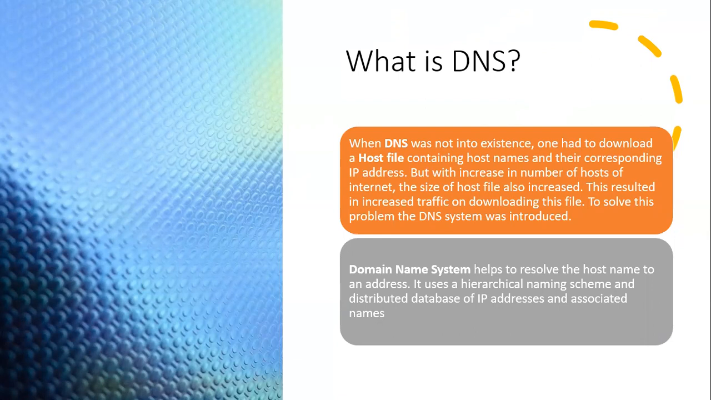The domain name system helps you resolve a host name to an address. It also uses a hierarchical naming scheme and a distributed database of IP addresses and associated names. So the domain name system, class, is the hierarchical and distributed naming system now used to identify computers reachable through the internet or other internet protocol networks. The resource records contained in the DNS associate domain names with other forms of information. So the domain name system, class, is the phone book of the internet.